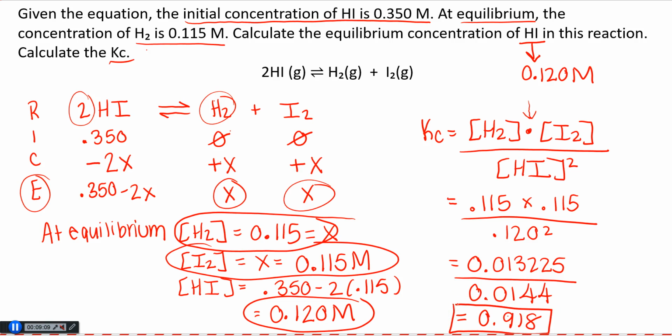Remember, there are no units for our equilibrium constant, so Kc is equal to 0.918.